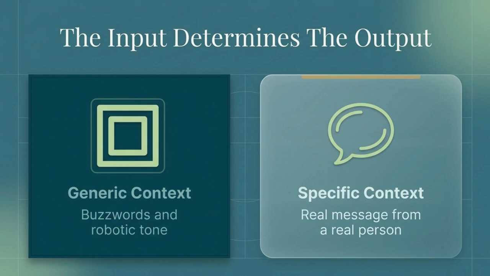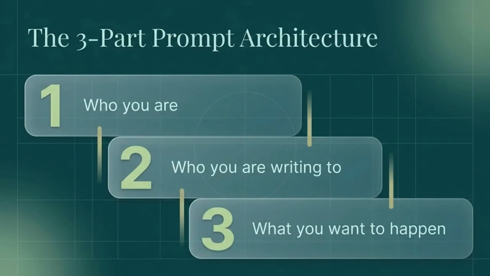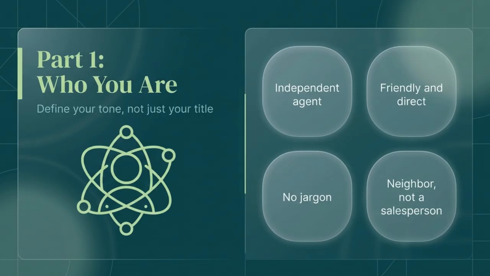When you give AI generic instructions, you get generic output. When you give it specific context about who you are and who you are writing to, the output sounds like a real message from a real person. Here is how to do it. Every time you ask AI to write outreach, include 3 things in your prompt. First, tell it who you are.